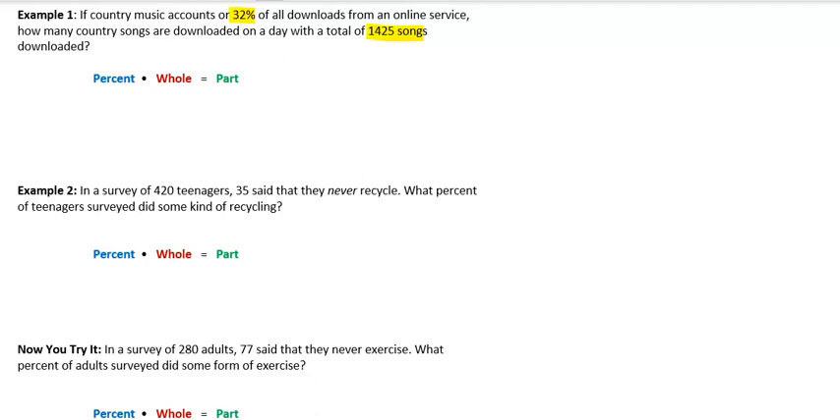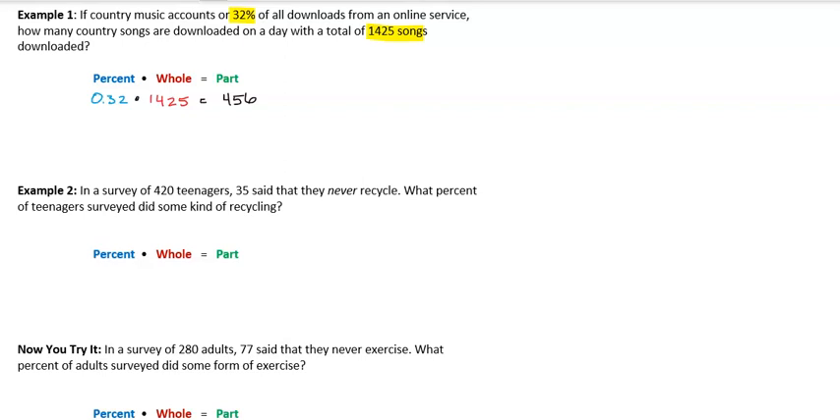So country music accounts for 32%, so that's going to be 0.32, and that's going to be times the whole, which is 1,425. And that's going to give us the part, which is how many country songs are downloaded in a day. So that is going to give us 456. So you just put it in your calculator, 0.32 times 1,425. And that's all there is to these problems.